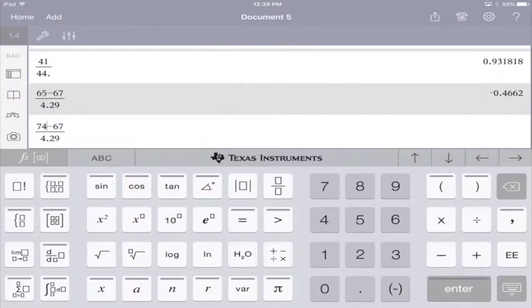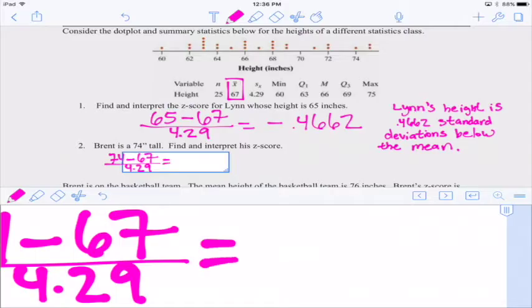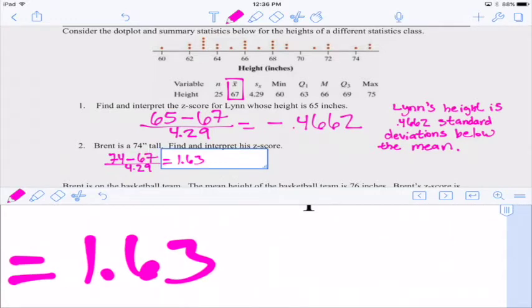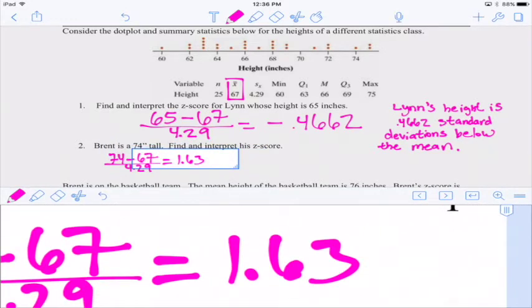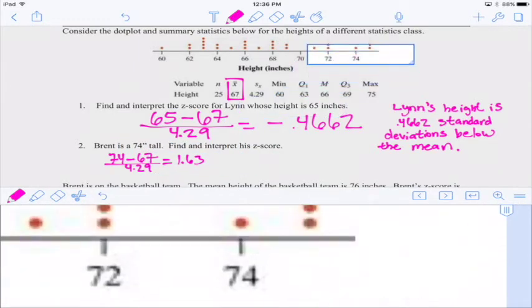There's a little tip on your calculator. If you go up and highlight and click enter, you can copy and paste and change. So 1.63. I'm just going to interpret this. It's 1.63 standard deviations above the mean this time, which makes sense because he's way out there.